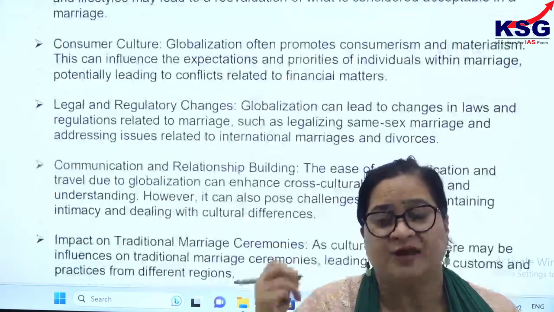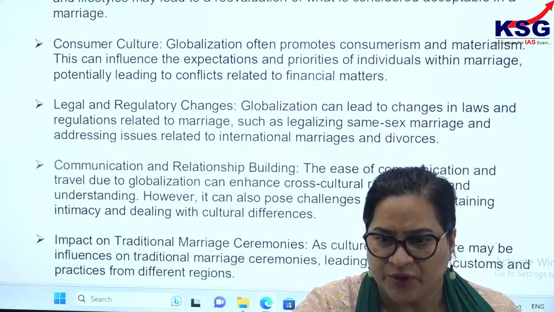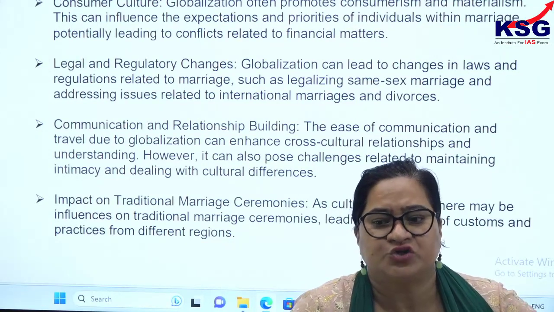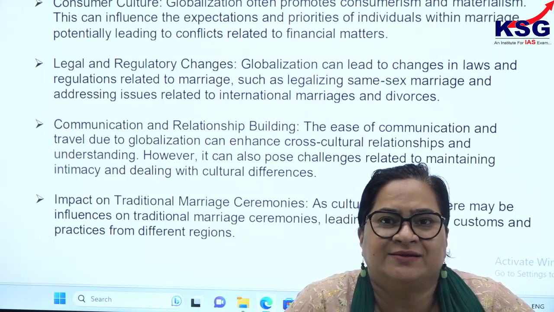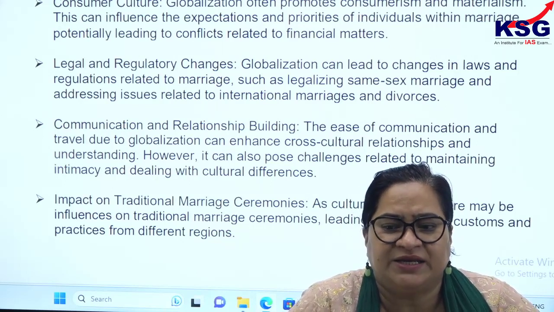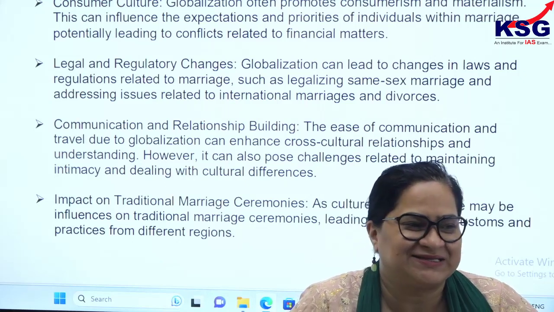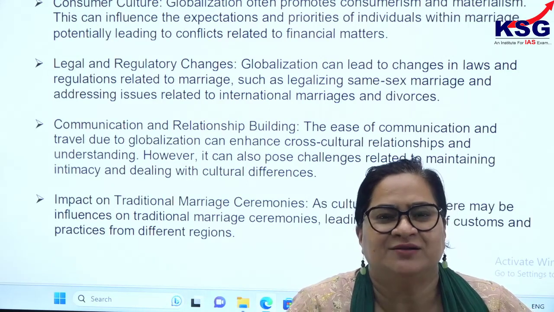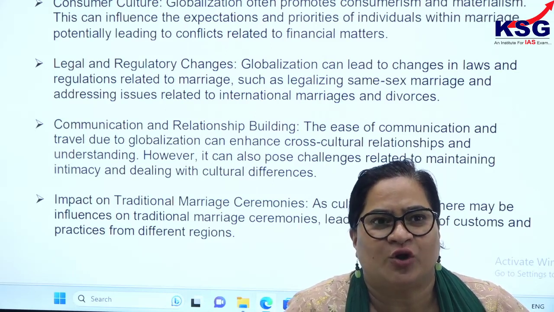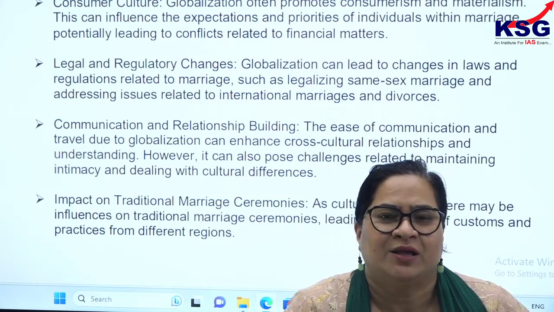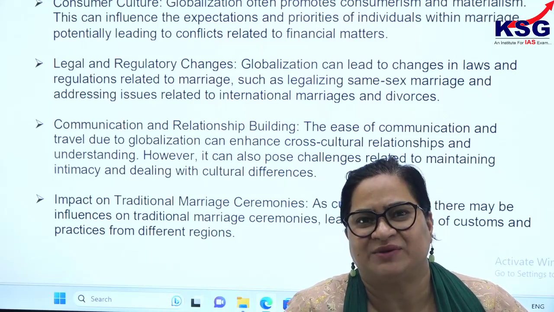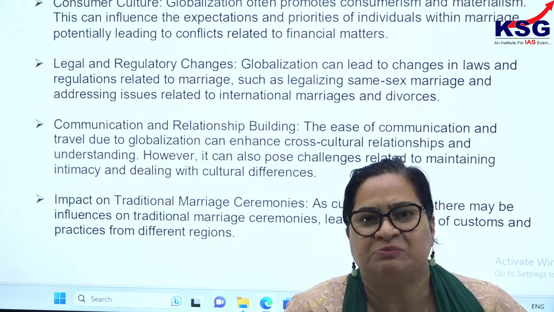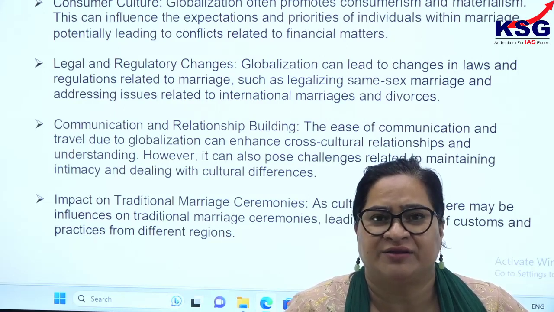Again, there are legal and regulatory changes also. Laws are getting amended. Communication and relationship building is also undergoing change, whereby cross-cultural relationships are getting established. And then the traditional marriage ceremonies: sometimes in my sessions, in GS, sometimes in optional, I ask how many of you, especially the younger generation, can sing the songs which your grandmothers or mothers or old aunts must be singing during the marriage ceremony? Is marriage going to be reduced to Bollywood numbers or Hindi cinema numbers or regional cinema numbers after a couple of years as the older generation fades?